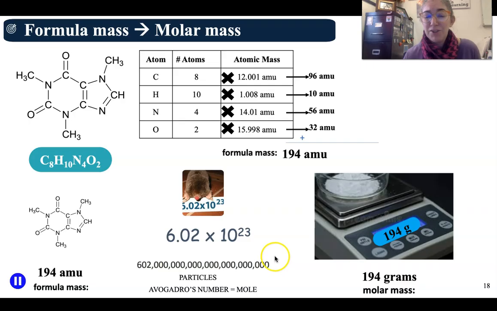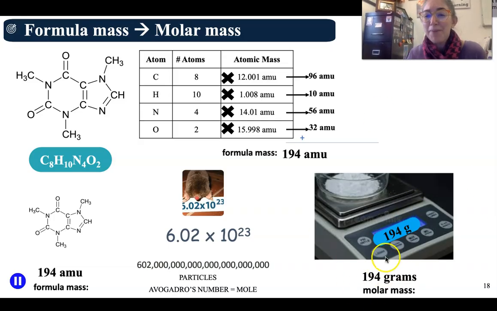And that conversion factor is Avogadro's number, 6.02 times 10 to the 23rd. And we give this number a name, so we don't have to say 6.02 times 10 to the 23rd. We call it a mole. It's just like a dozen is 12, so 6.02 times 10 to the 23 is a mole.